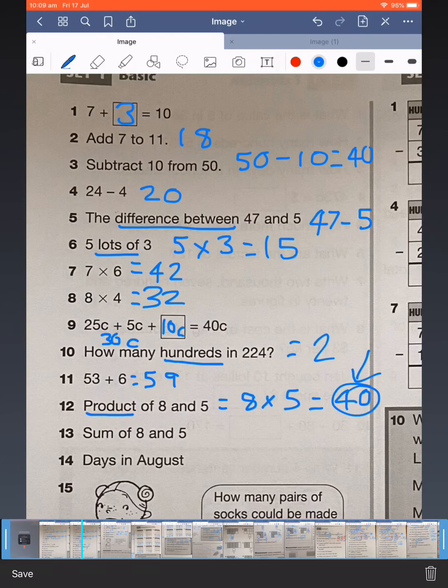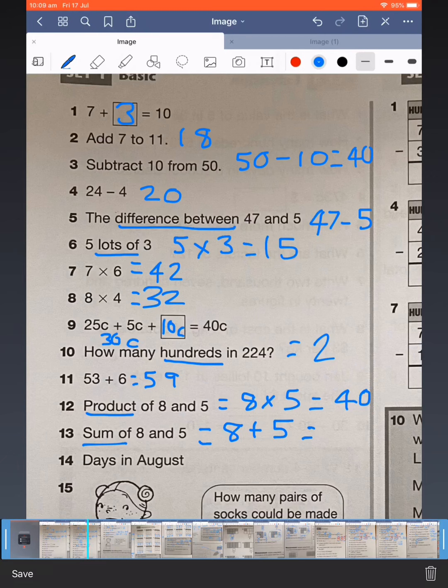And number 13, you guys should be able to do this one. The sum of 8 and 5. What does sum mean? Sum. That's right, it's addition. So 8 plus 5 equals... Yeah, that's right. With this one, we can start with the bigger number, or whichever way, you should know it straight away. So it's 13.